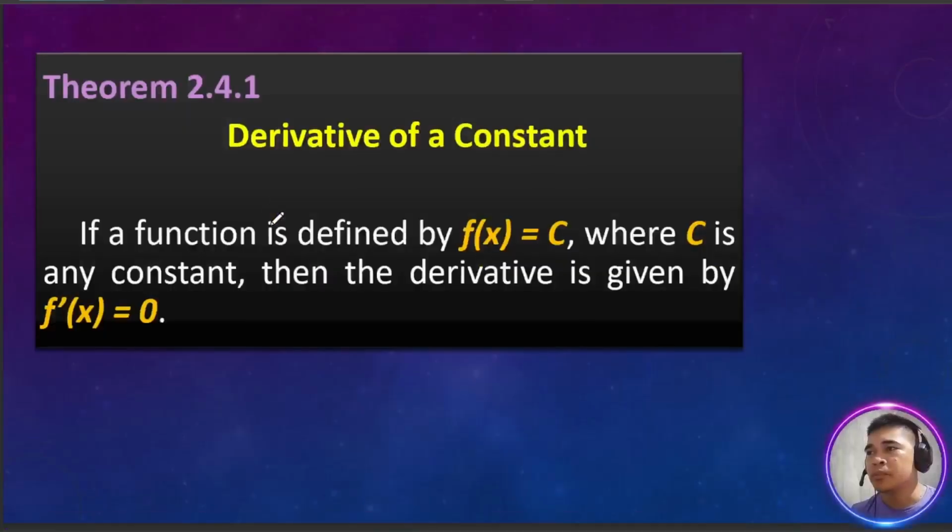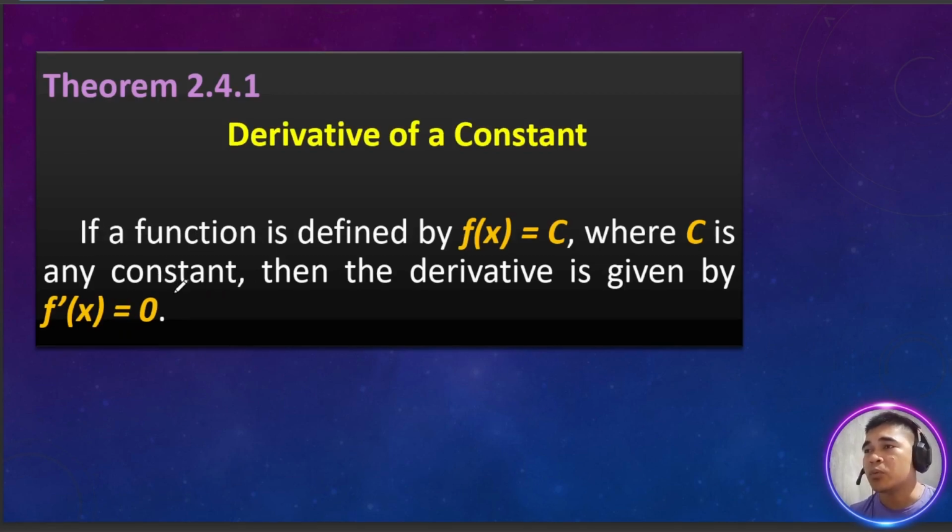But take note, the formulas we are going to present are very important in how we're going to deal with these derivatives. So first, we have Theorem 2.4.1, derivative of a constant. Here, it states that if a function is defined by f of x equals c, where c is any constant, then the derivative is given by the derivative of c is equal to 0. So, when it is a constant, its derivative is always 0.